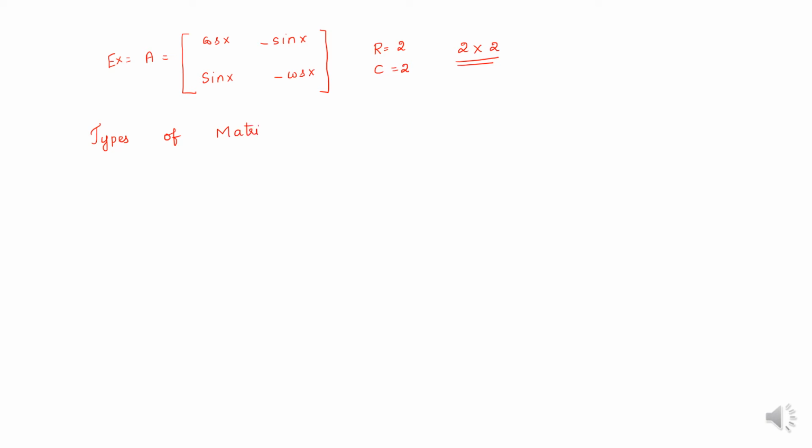First of all, we are going to see the first matrix, that is the row matrix. What is a row matrix? It has only one row. If it has only one row, that is known as a row matrix. So A is equal to 1, 2, 3. This is the example for a row matrix.